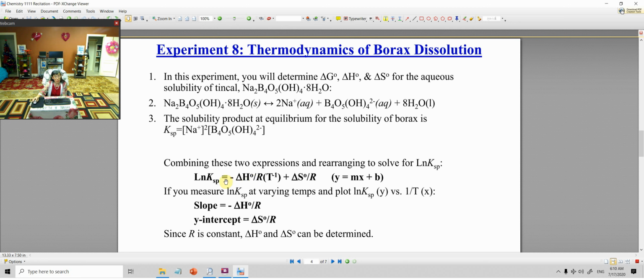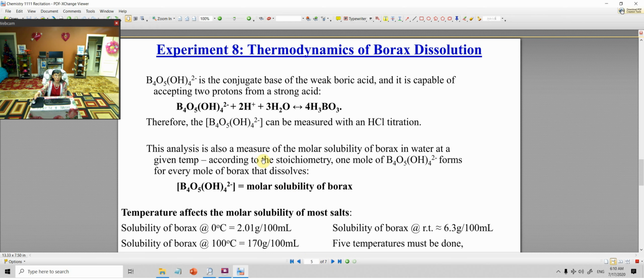So from the plot of your ln Ksp as a function of 1 divided by T, you can determine your slope. M represents your slope. The slope equals negative delta H divided by R. You can also determine your y-intercept, called B. That y-intercept equals your delta S divided by R. Therefore, you can calculate delta H, delta S, and then further calculate your delta G. That's about your balanced reaction.